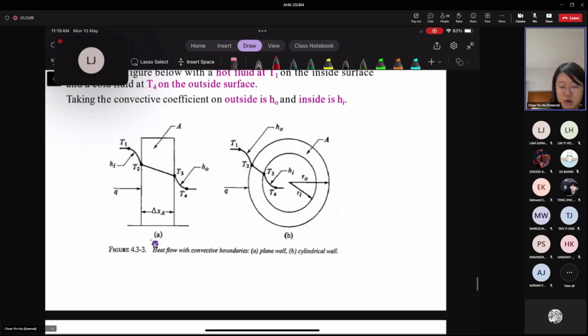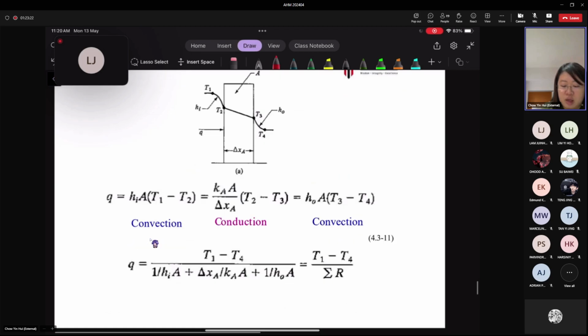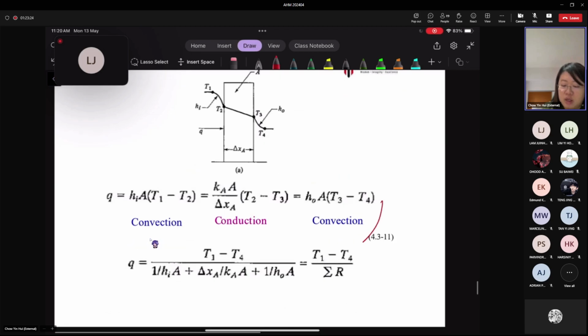It's drawn here. So this is an example of a slab. Your temperature profile for convection is drawn in this way, slightly curved. Then you can see rearranging the equation. Okay, let me show you this one.